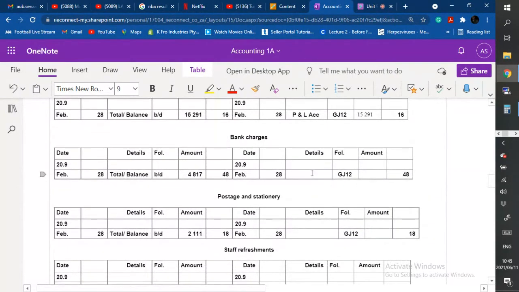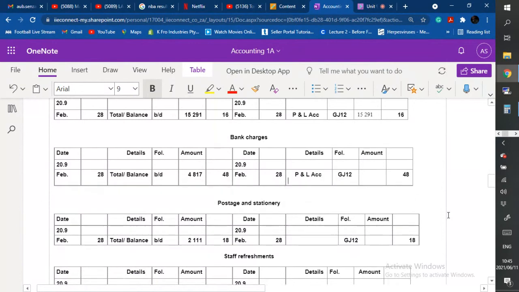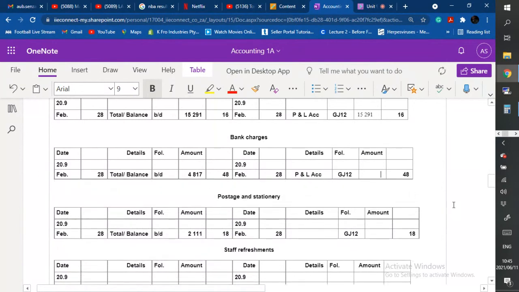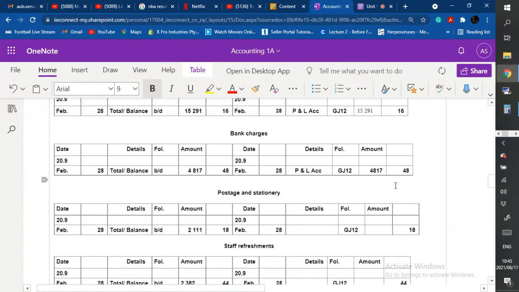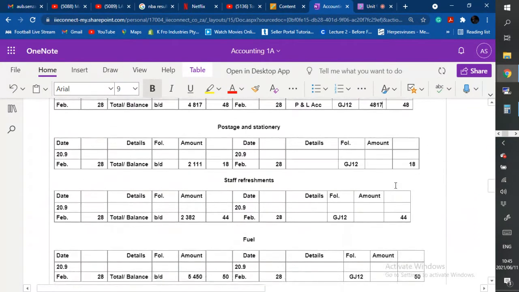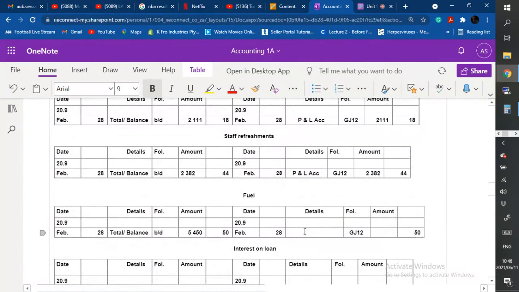Bank charges, another expense. We're crediting to close it off. Postage and stationery, again another expense. Just think equal and opposite entry to bring the account to zero. Staff refreshment, sorry. Fuel.